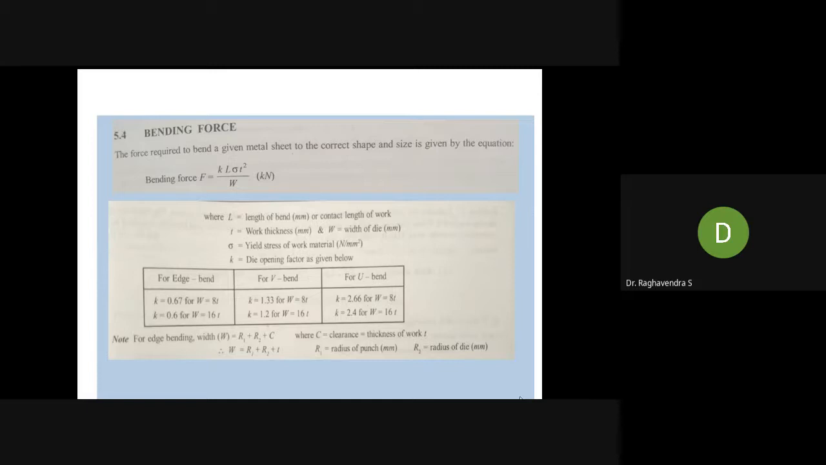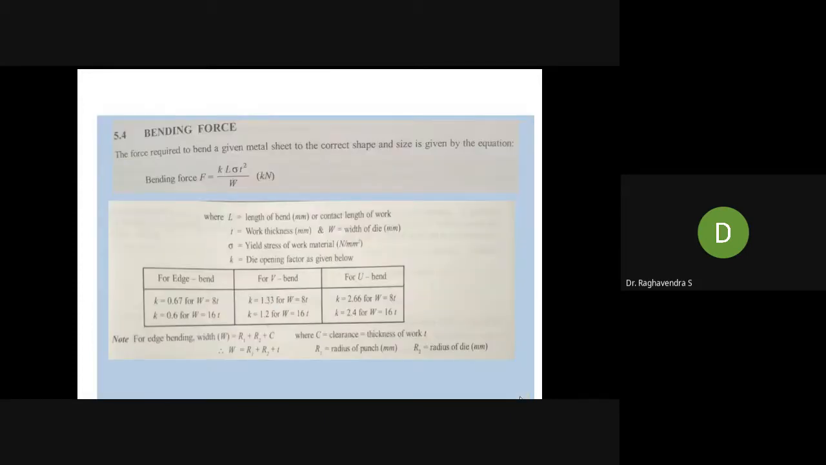Based on the W value, this K factor changes, and based on the V bend, U bend and edge bend, these factors will change. So if you remember the 6 parameters, it will be very easy for calculating. So we know that bending force F is equal to K into L into sigma T square divided by W, where K is equal to 1.33, W is equal to 8T. Can you see, look at that?